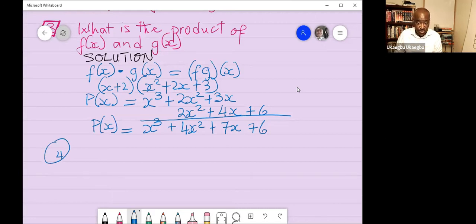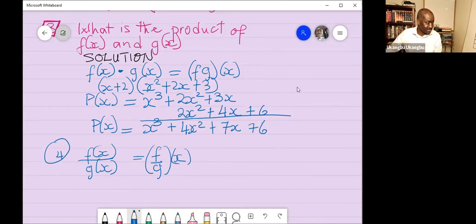This fourth one, we are not going to go into detail on how to evaluate it until we do one other topic. But let me just write it. So we can do f of x divided by g of x, or you can write it as f over g of x. So these are two ways you can write it.